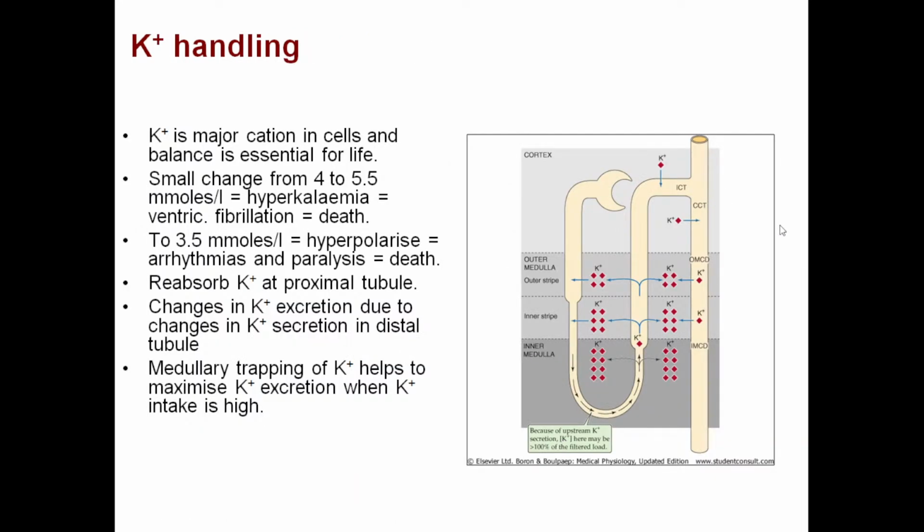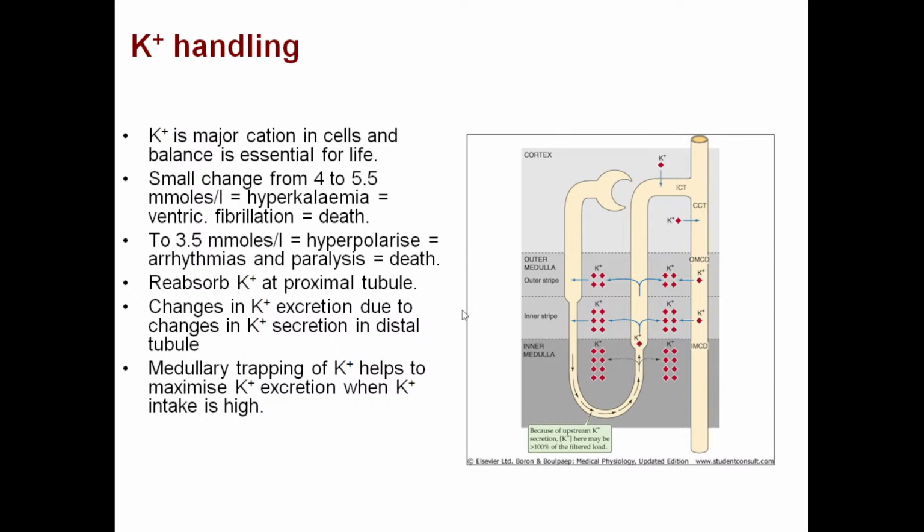Now, another electrolyte which has to be considered is the potassium. Potassium is the major cation in cells and its balance is essential for life. Even small changes, like as you can see from 4 to 5.5 millimoles per liter, which is known as hyperkalemia, can lead to fibrillation and death. What can happen if it's around 3.5 millimoles per liter? Cells will hyperpolarize, it will result in arrhythmias and death.